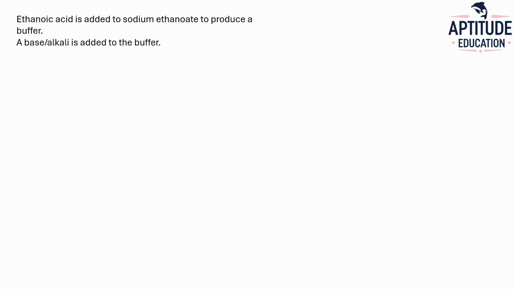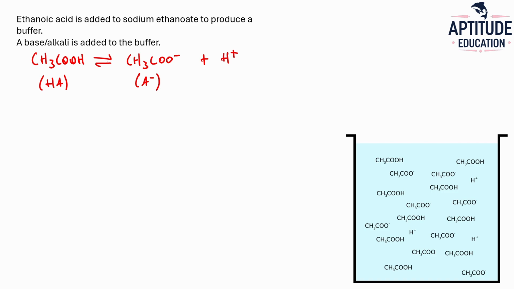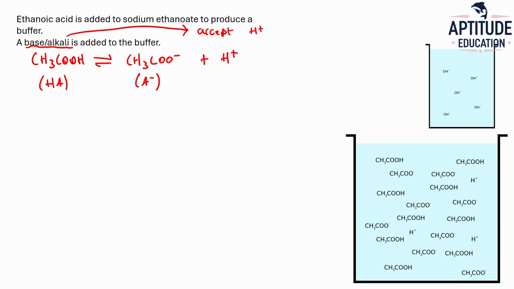In this second example, we have the exact same buffer, so the equation of our buffer will remain the same. And so will our solution as well. Our solution will have our ethanoic acid, our ethanoate ions, and our H plus. But this time we're going to be adding a base, an alkali. And you know that a base and alkali accept H plus. And so an example of this is us adding hydroxide ions into our solution.